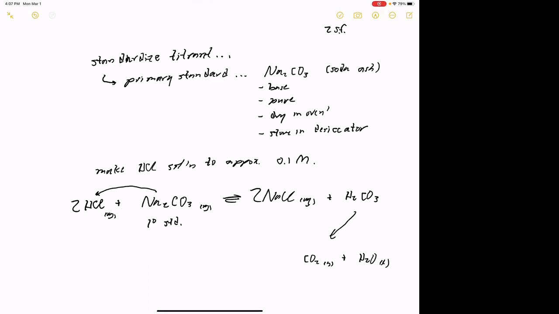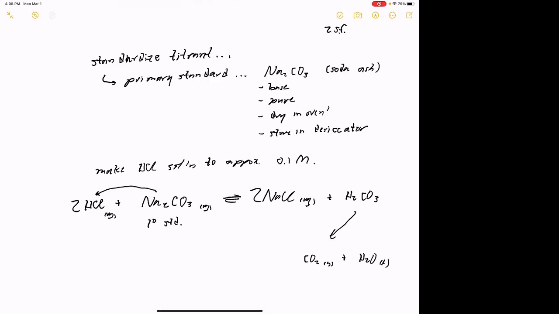Anybody ever done a standardization titration before? Was this absolutely new info for you guys? It's new for me. I've done a normal titration in both high school and last semester, but I never standardized the titrant. Okay.